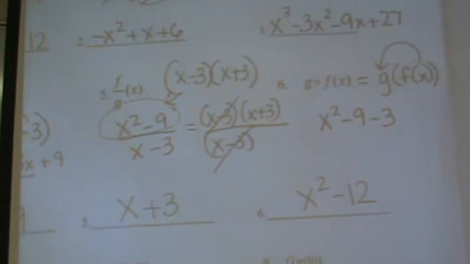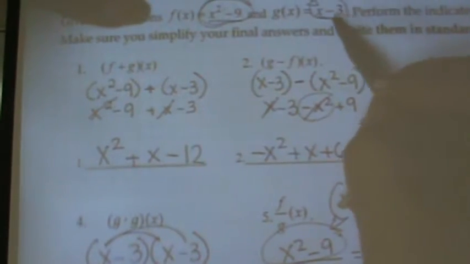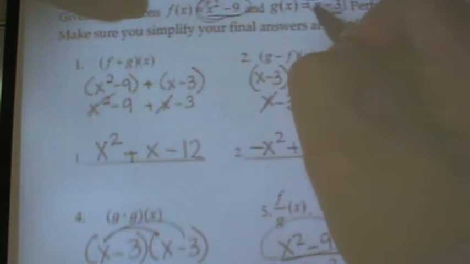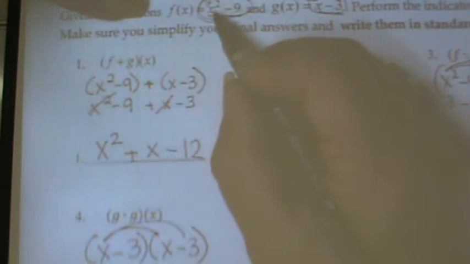Questions? All right, what does this mean? This means take the g function and plug it into the f function. We're gonna go the other way now. We're gonna plug x minus 3 in here. So it's gonna be what? X minus 3 quantity squared minus 9.